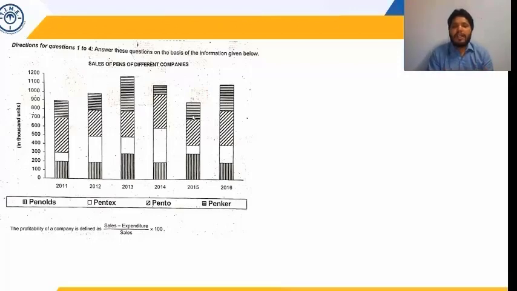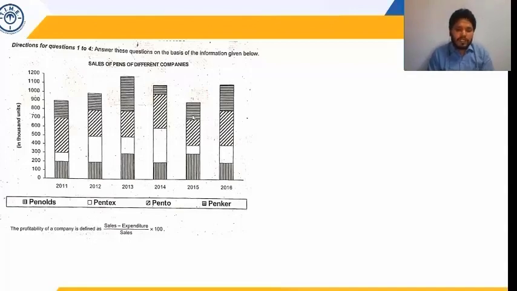We have just got the idea of this graph, what this graph is telling us, or what this graph is trying to explain to us. So this is all about the data which is given. What is given in the data? Again, let's revise. It is given the sales of pens of different companies, how much they are selling. So Penoid is selling how many units, Pentex is selling how many units, Pento is selling how many units in different years, starting from 2011 and going up till 2016. So I hope this data is clear, what this data is talking about.